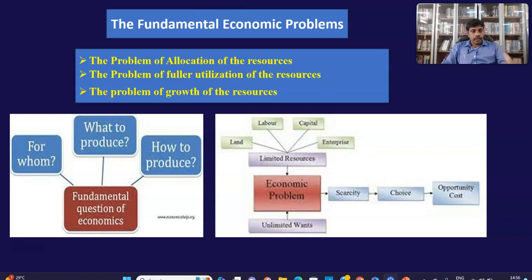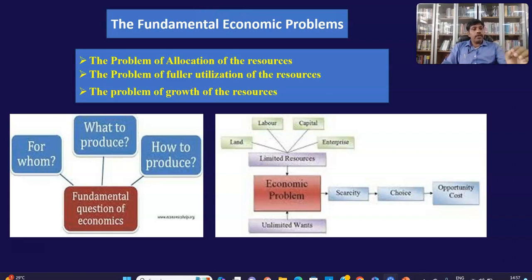The government is taking steps to distribute the resources, for example, precious metals, coal, gas. Really the government is struggling to distribute equally. That is the problem of allocation of the resources. And the second one is the problem of fuller utilization of the resources. We are not utilizing the resources in the optimum manner, even though they are available. So it is called untapped resources.